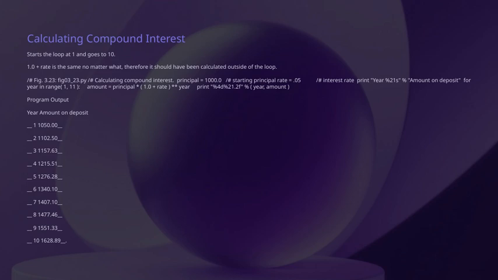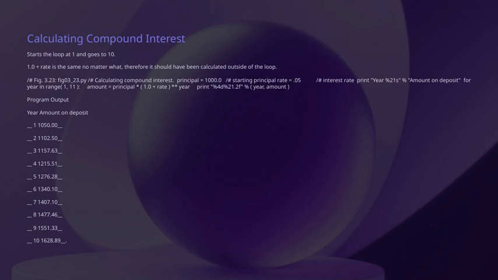We then run a loop from year 1 up to year 10, which means we're calculating the amount on deposit for each year. The key formula here is principal times 1 plus rate, raised to the power of the current year. This exponentiation models how interest compounds year after year. As we go through each iteration, we display the year number alongside the accumulated amount, formatted nicely for clarity.